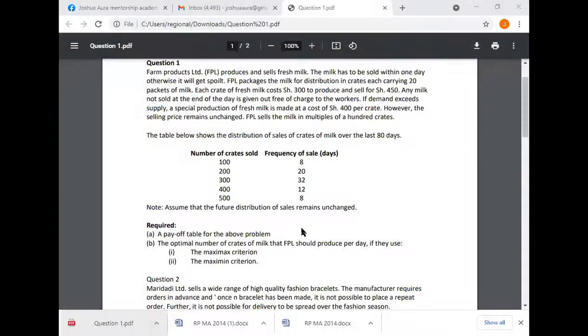Here, they have asked us, ladies and gentlemen, to do what? They have asked us to make a payoff table for the problem. How will this payoff table look like? You can see the number of crates sold here from our historical records. There are days we sold 100, there are days we sold 500. So then my payoff table, I'll have to copy from this.